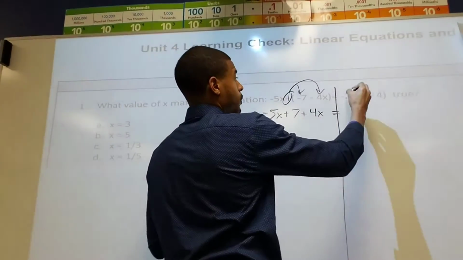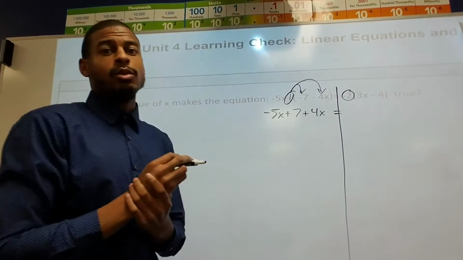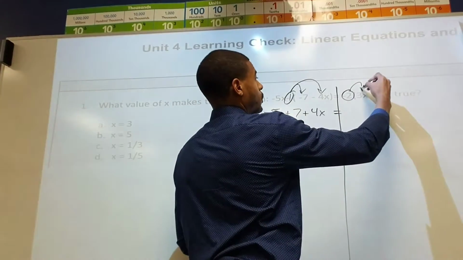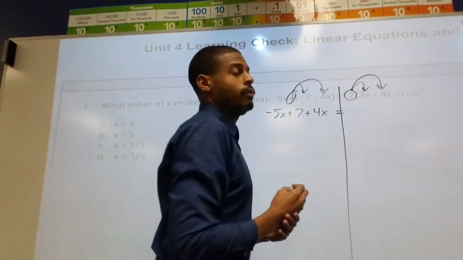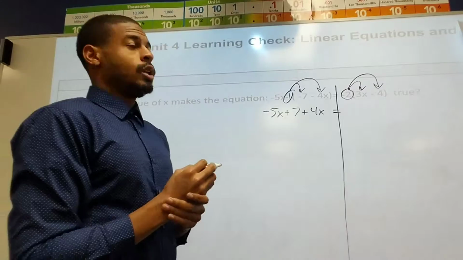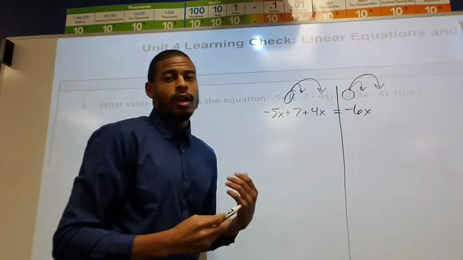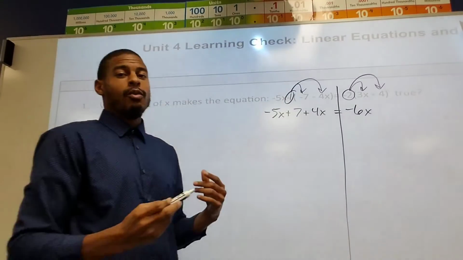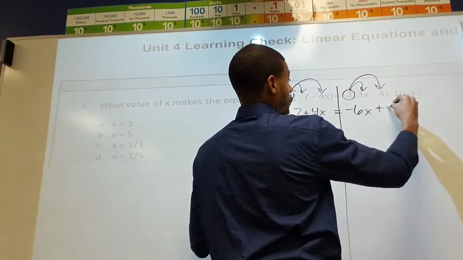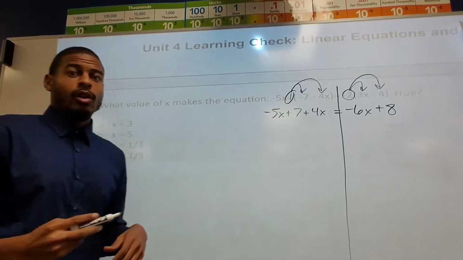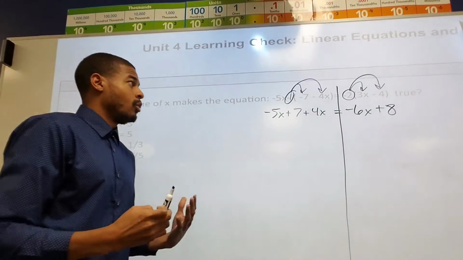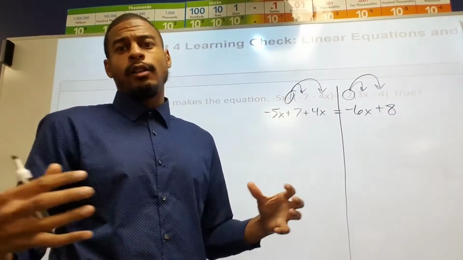Now I'm going to distribute the negative 2 to the 3x and the negative 4. Negative 2 times 3x is negative 6x, and negative 2 times negative 4 is positive 8, or plus 8. Now that we've distributed, our next step is we have to combine like terms.